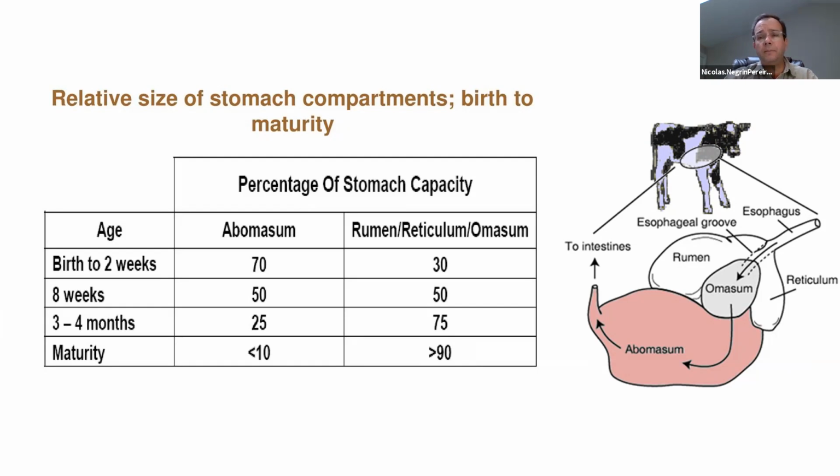And finally, in a mature animal, a mature steer or cow or bull, the abomasum will represent less than 10% of the stomach capacity, while the rest of the compartments will represent more than 90%.